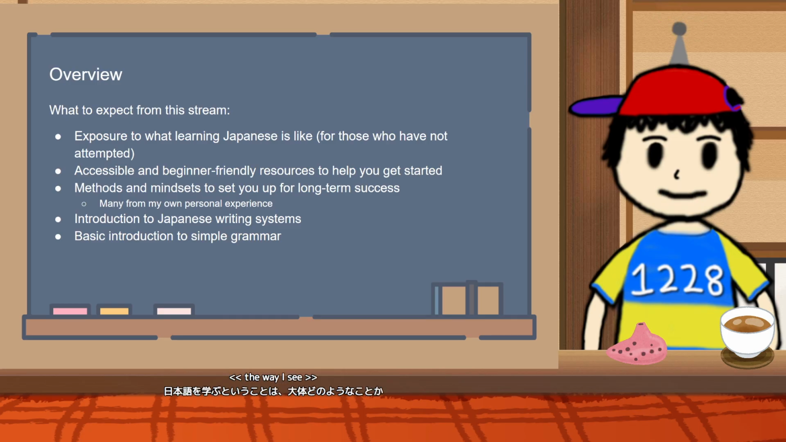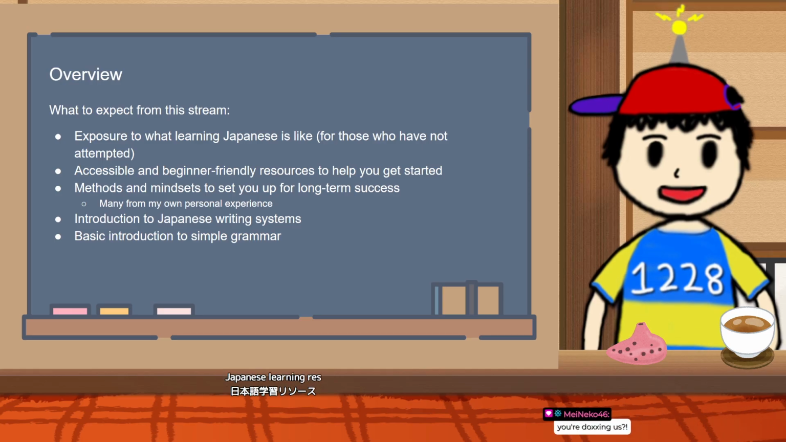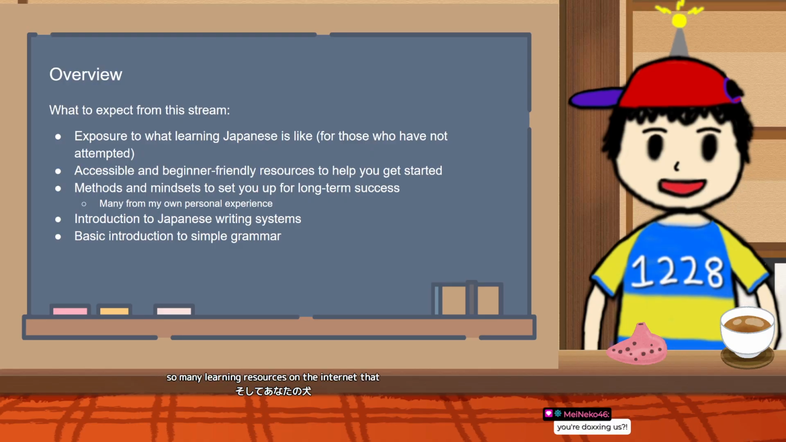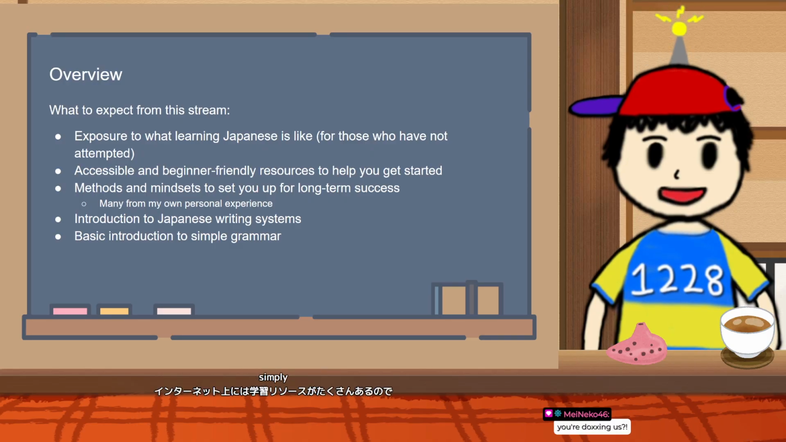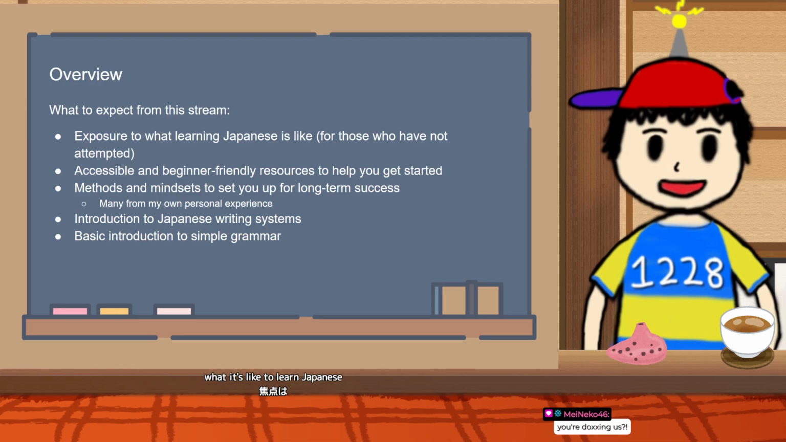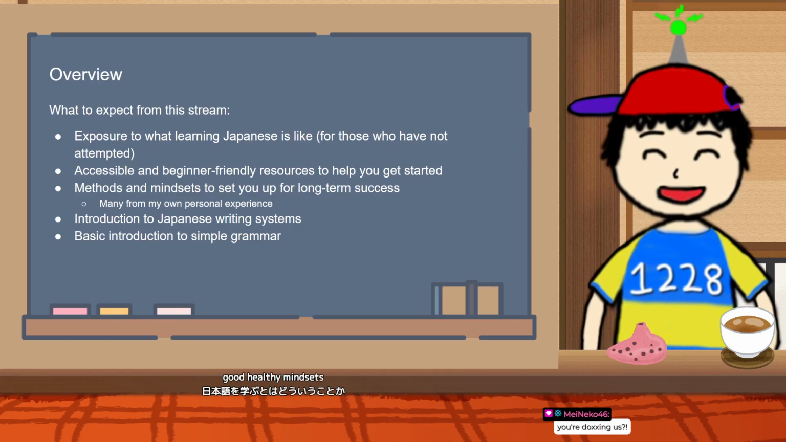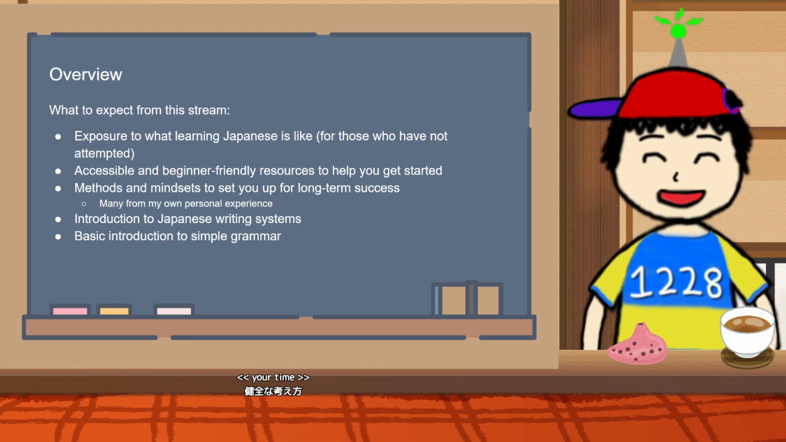The way I see it, there are many, countless Japanese learning resources on the internet. So many learning resources on the internet that simply doing what they do, I didn't feel would be a very efficient use of anyone's time, really. What I'd like to do, instead, is focus more on what it's like to learn Japanese and good, healthy mindsets to make the most efficient use of your time and avoiding burnout.